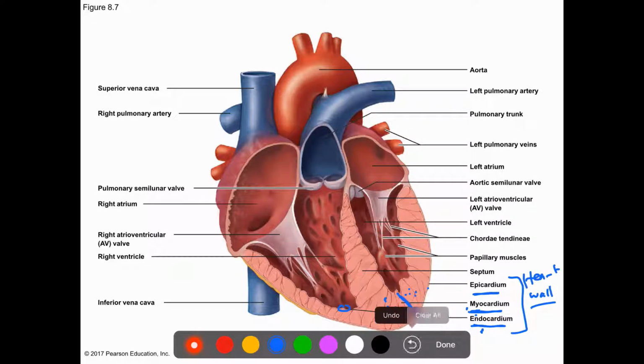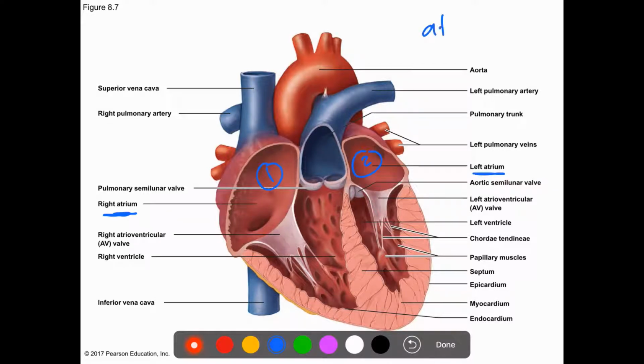Okay, let's see now the inner structures of the heart. I will clear all of this. Now for the heart, we have four chambers. One, two, these are called the atria. The atria, right atrium and left atrium, both are called atria. These are the upper chambers, 1 and 2. Then we have the lower chambers, 3 and 4. These are the ventricles. We have the right ventricle and the left ventricle.